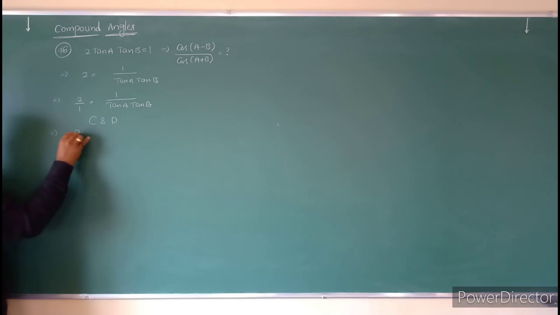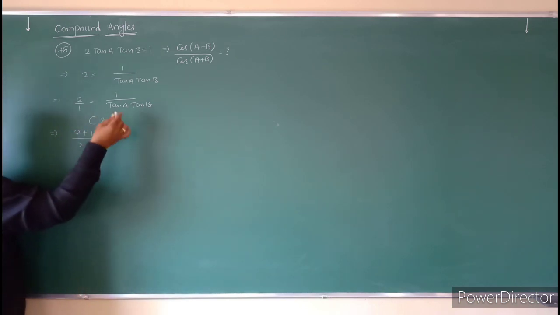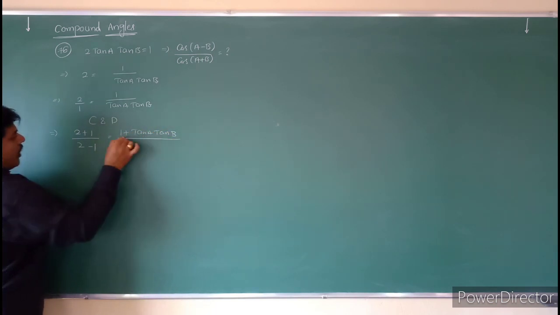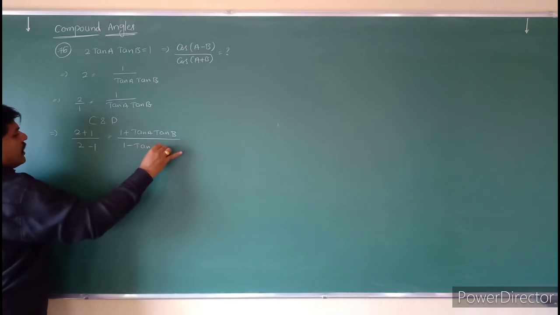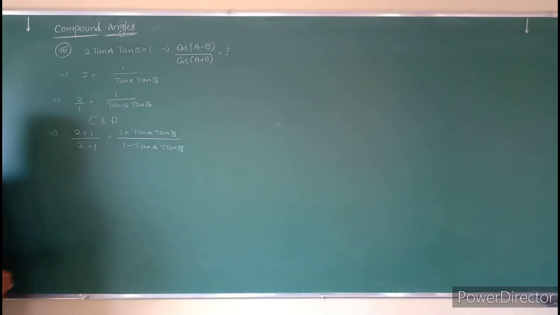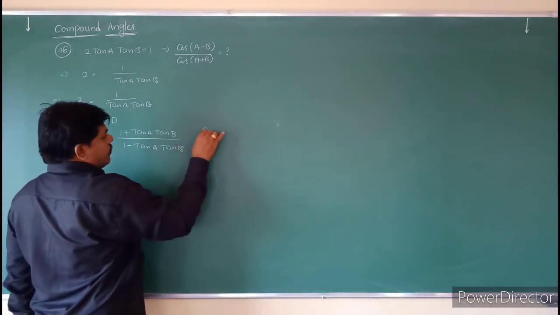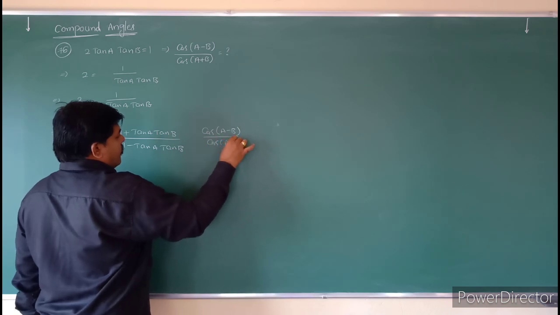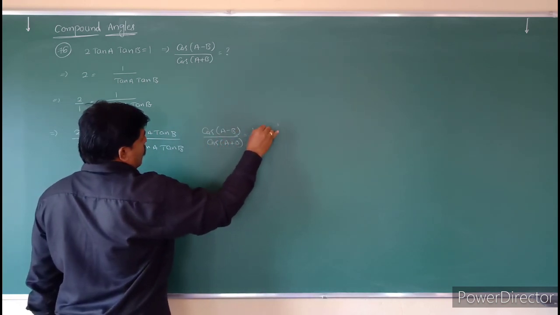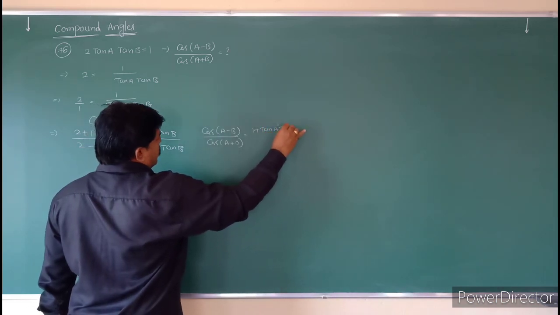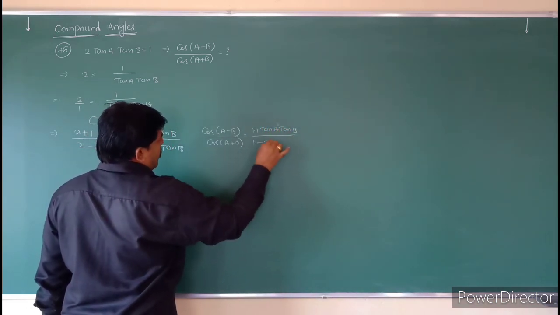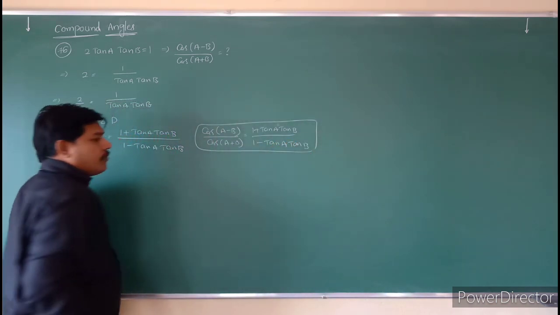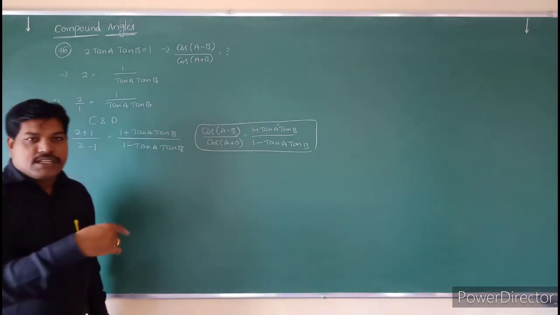So what happens? 2 plus 1 by 2 minus 1 is equal to 1 plus tan A tan B by 1 minus tan A tan B. I have already given one formula. What is that? Cos of A minus B by cos of A plus B is equal to 1 plus tan A into tan B by 1 minus tan A tan B. I have already given the proof also for this from the beginning, that is in the compound angles synopsis.